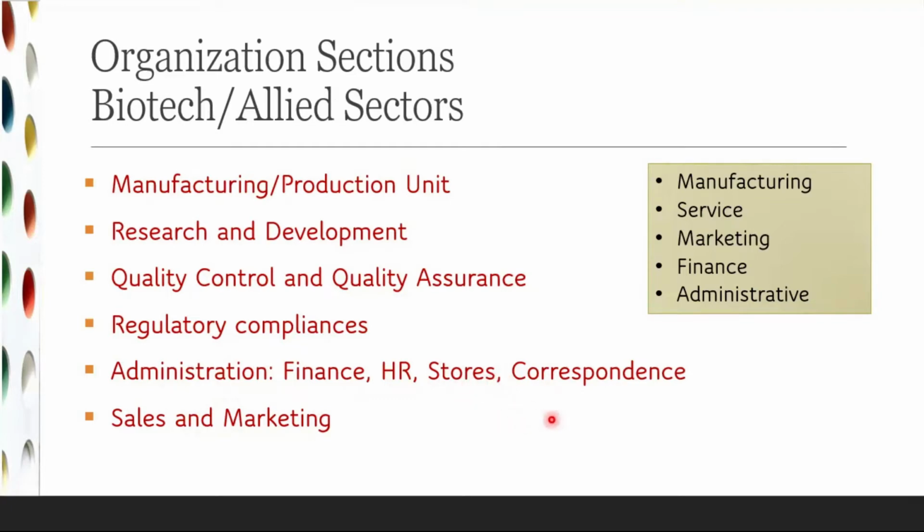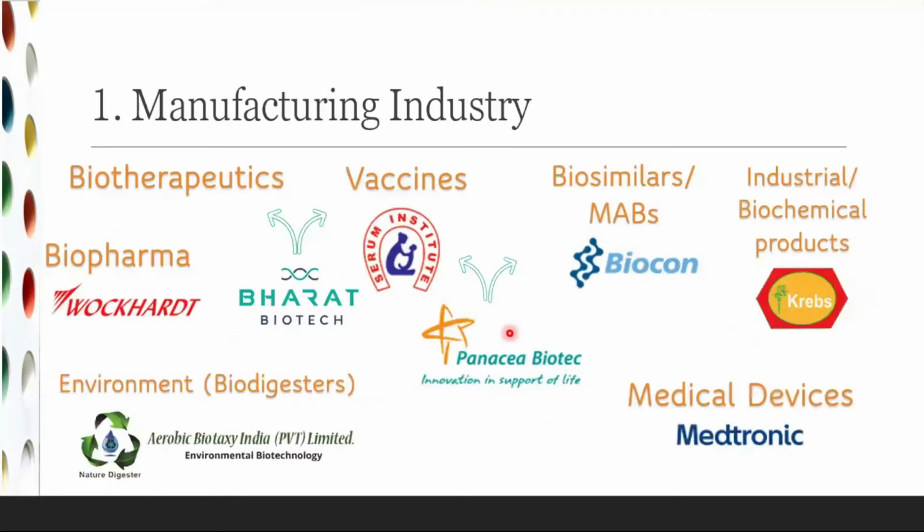So you can choose which type of industry you wish to join. If you look at the type of industry, you have the choice, like you can go to the manufacturing sector, you can go to the service industry, you can go to marketing sector, you can go to finance sector, or you can go for administrative services. So we first start with the manufacturing sector.